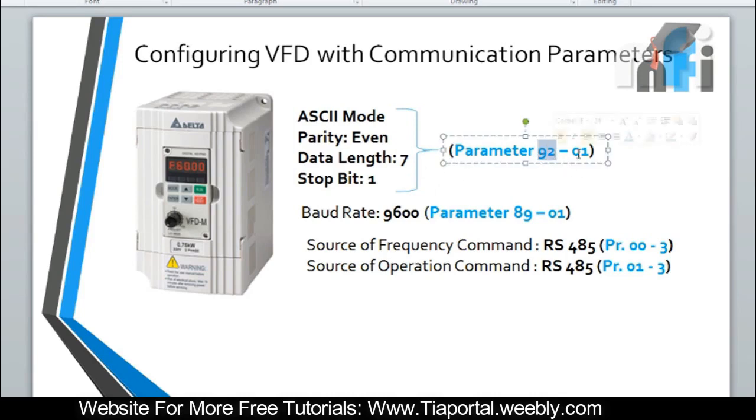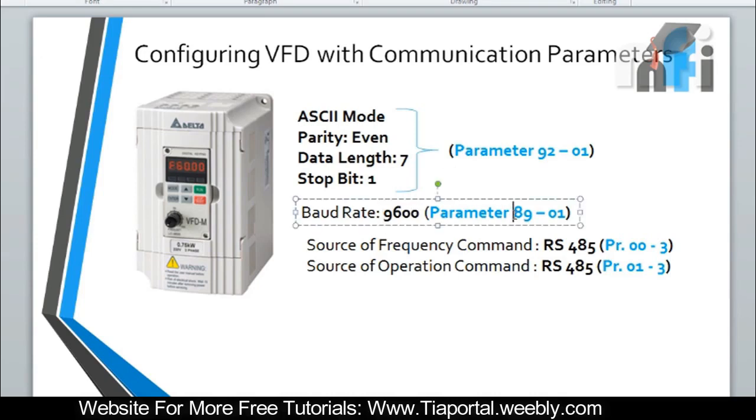So parameter 92, if we put 0, 1, it will configure the drive with these parameters, with these settings. And for baud rate, it's parameter number 89. We have to put 0, 1 there. So don't get confused with 0, 1, 89 and 92. That's already written in the manual. You just have to see the manual. That might be 89 or 85 or 82, depending on the drive.